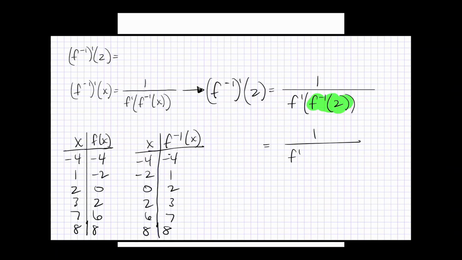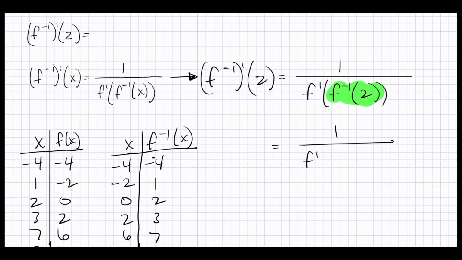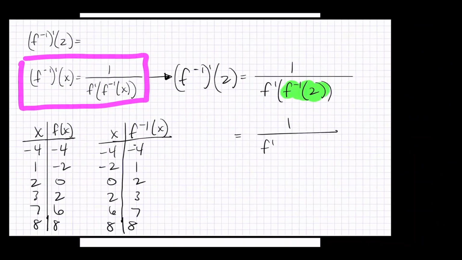Okay, so the question said we need to find f inverse of f prime of 2. That's what we need to find. So that means I'm going to use the top one, because that is the one that uses the same symbols. So this guy right here. I plugged in positive 2 everywhere there was an x. I wrote down the table for f. Here's the table for f.